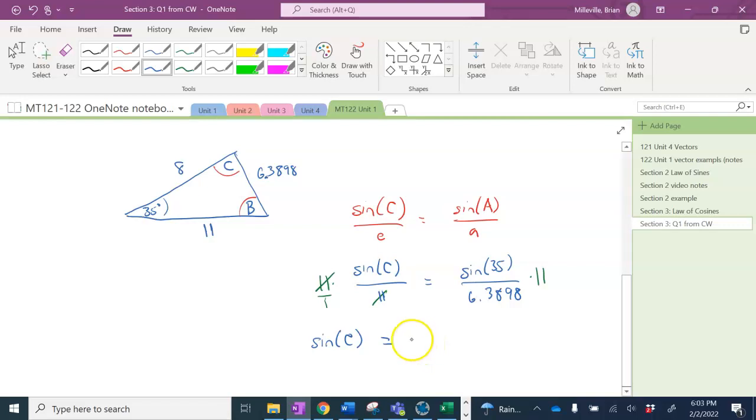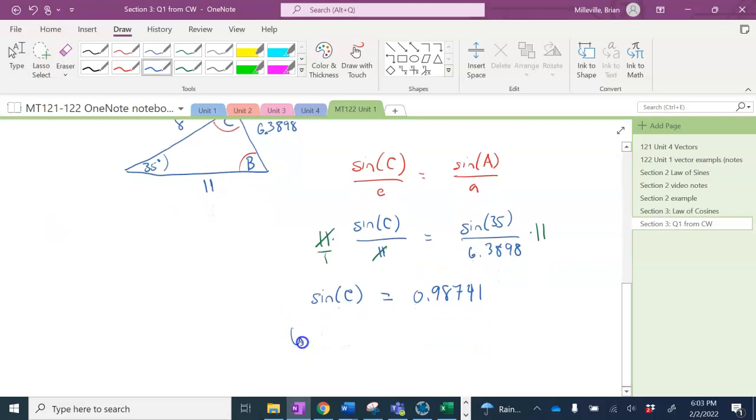And it comes out to 0.9874. Let's just round to the 4 decimal. Oh, I guess I'll go to 5 decimal places. 1. And I have more decimals showing on my calculator. Now to solve for C, we're going to apply the inverse sine.